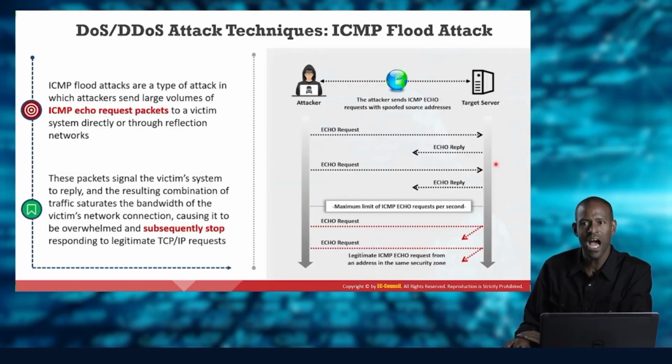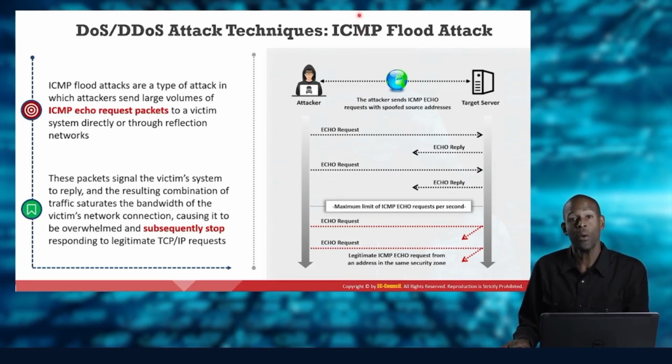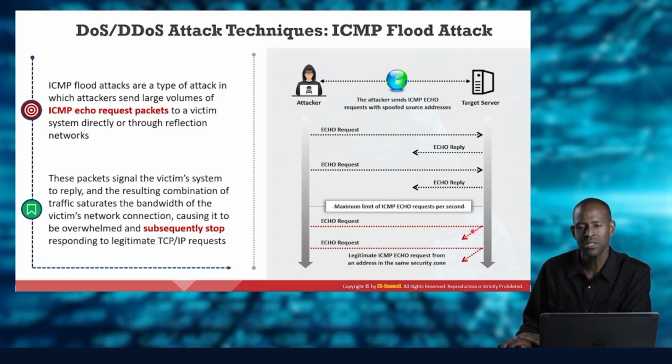The next type is an ICMP flood. ICMP is the same protocol that's used for ping and traceroute. The attacker is going to send a huge amount of ICMP echo requests to the target server, reaching that maximum limit and stopping communications from that device.